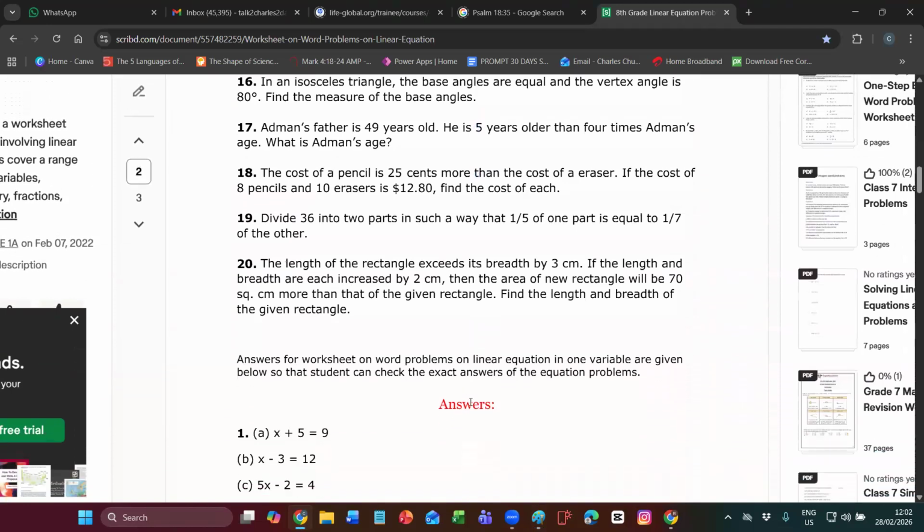All right, let's go to the next one. Divide 36 into two parts in such a way that 1/5 of one part is equal to 1/7 of the other. Okay, so how would you do this number 19? What ideas do you have to solve this?